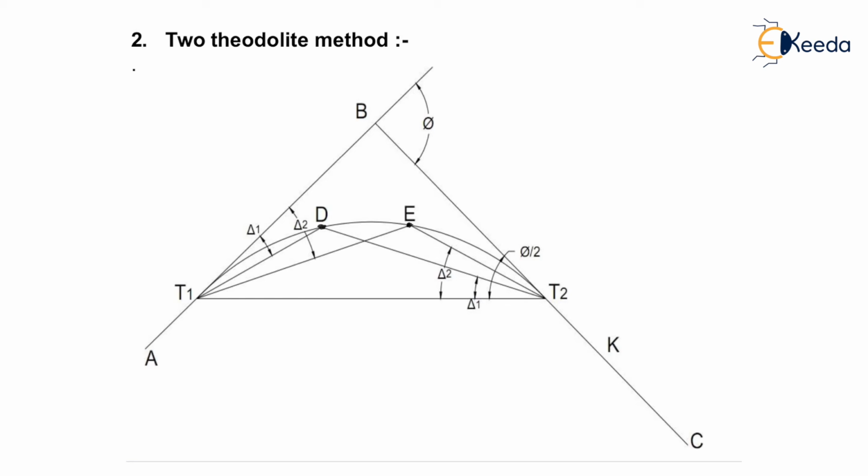And to obtain the first point on the curve, set the vernier to the first deflection, that is delta 1. So in such case, we can also find out the points D and E. So by knowing the points D and E, we can easily draw a curve which will coincide with points T1, D and E. So by using two theodolites at T1 and T2, we can draw a curve by using the deflection angles, that is your total deflection angle delta 1 and delta 2 and so on.